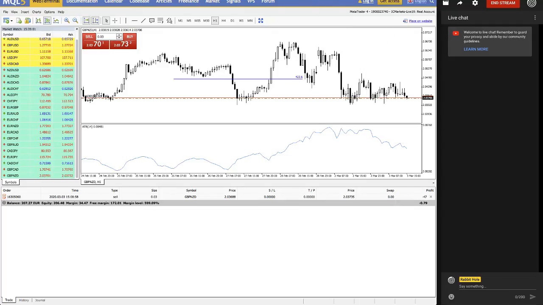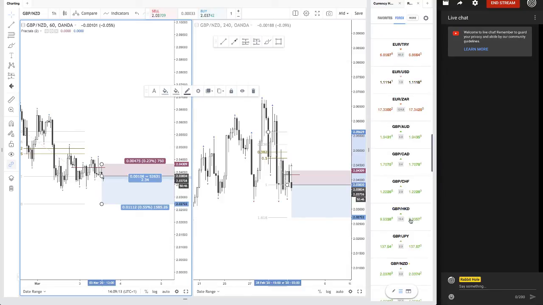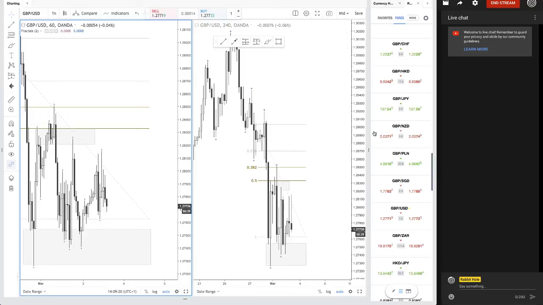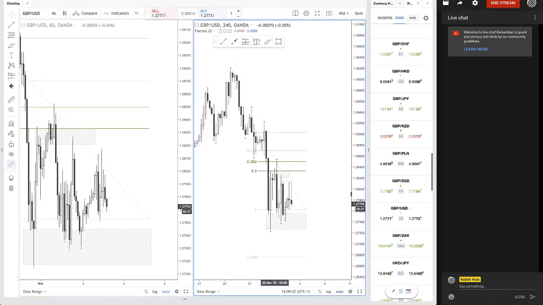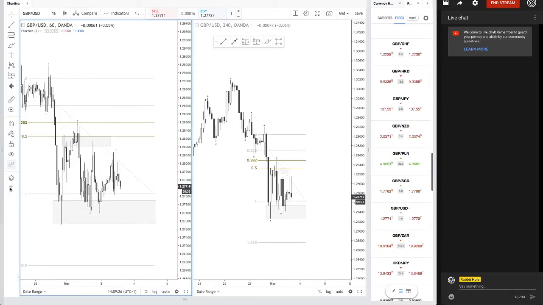I'll be bothering with the stop losses a bit later. Let's continue. Okay, that's our Pound New Zealand trade. Then we have Pound USD. It started to perform. I was in that trade, but exited.